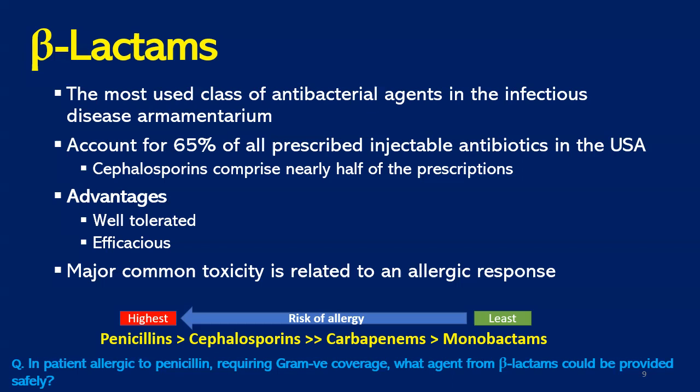Now, if you look at the ability to elicit allergic reactions among the beta-lactams, penicillins come at the highest rank of the beta-lactam spectrum, followed by the cephalosporins. Those two groups of the beta-lactams are the highest. Then, far lower, you're going to find the carbapenems. They're lower in their ability to induce allergic reactions as compared to the cephalosporins and penicillins. And the least are the monobactams.